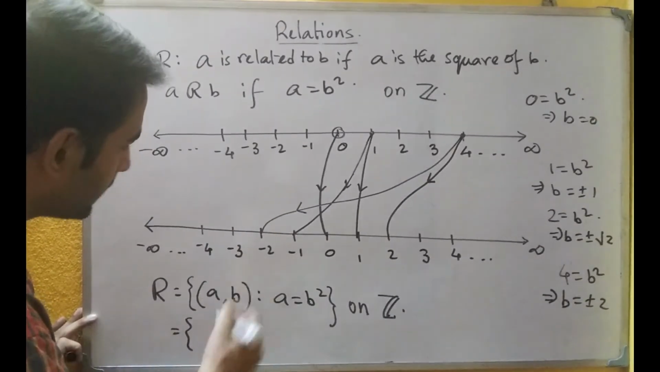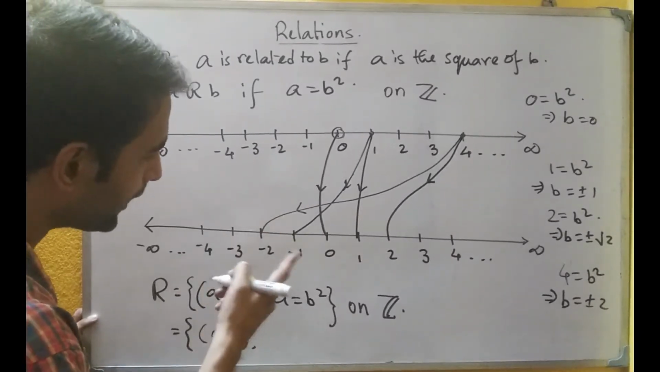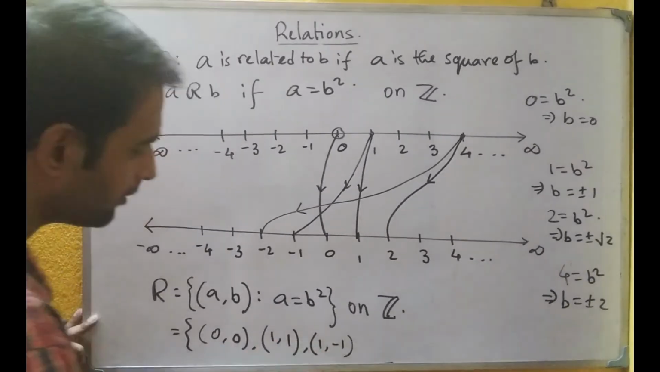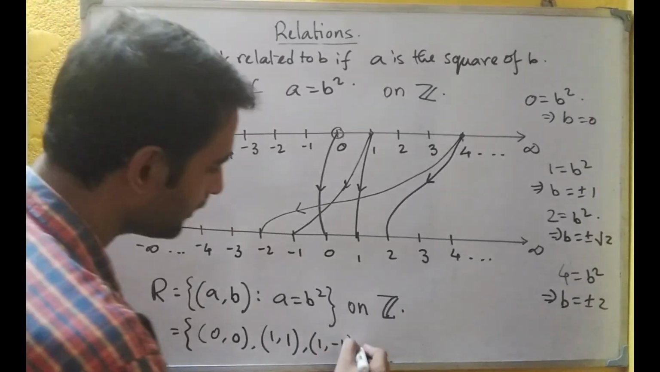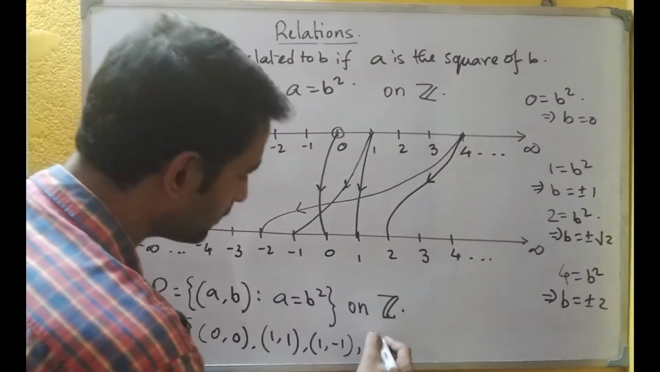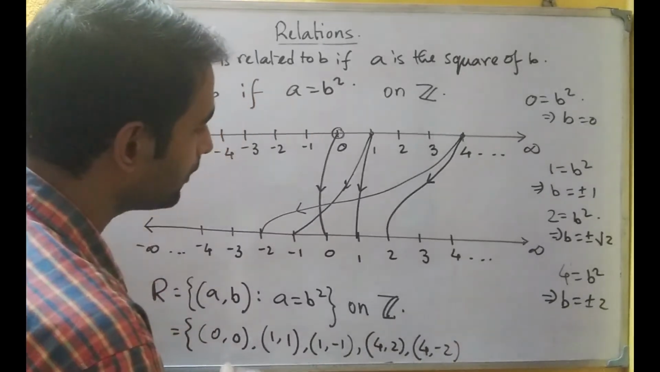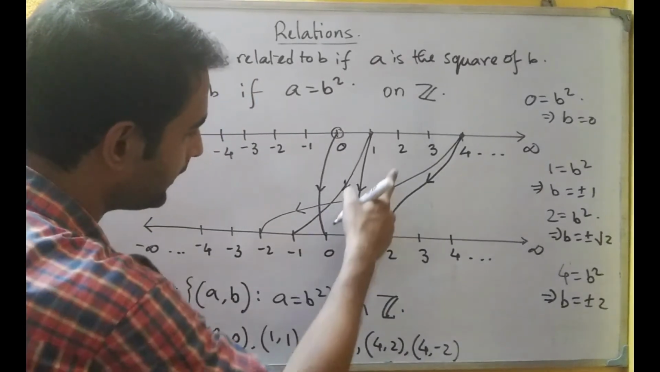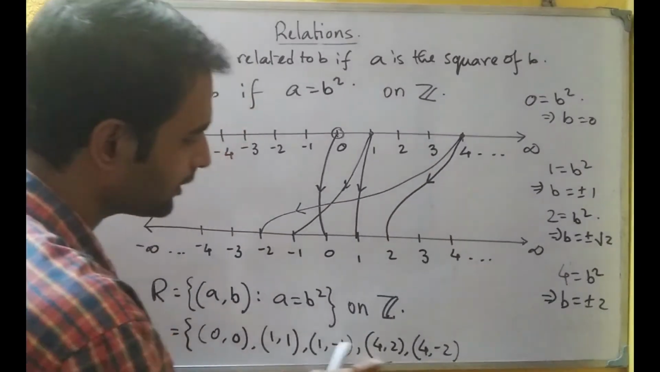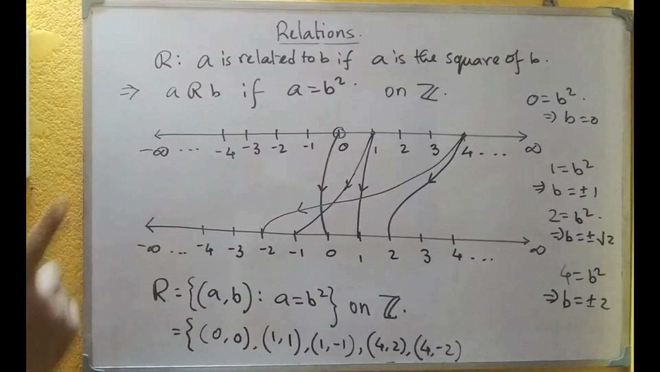See here, 0 is related to 0. That means we will take the ordered pair 0, 0. 1 is related to 1 and minus 1. So for both the elements, we will get two ordered pairs, 1, 1 and 1, minus 1. Similarly, 4 is related to two elements, 2 and minus 2. So 4, 2 and 4, minus 2. See, in the intermediate part, 2 and 3 will be related to no one. So there should be no ordered pairs starting with 2 or 3. Every ordered pair here will start with a perfect square number.